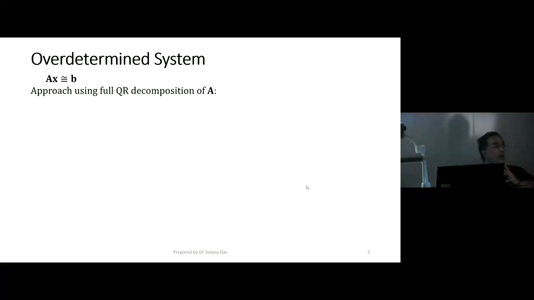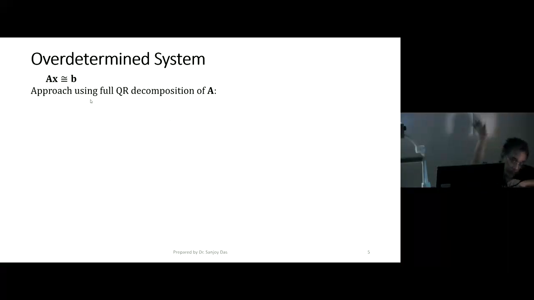Okay, so now let's see how we can solve this overdetermined system using QR decomposition. We'll focus on full QR decomposition first. So we have AX should be equal to B, but this is a tall matrix. We have more equations to satisfy than the number of variables: m equations, but n variables. So we cannot expect to satisfy all of them. What we will do is look for an approximate solution.